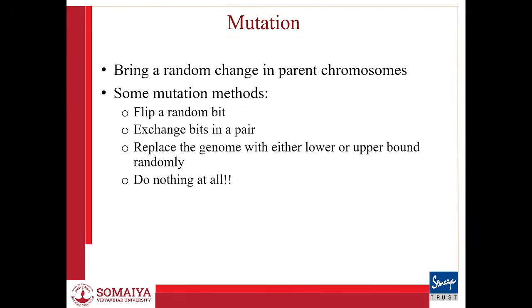Now let us come to mutation. So mutation brings in a random change in the parent chromosomes after the crossover is done. So these are some of the methods, very simple ones and not a complete list of how the mutation could be achieved. So sometimes they flip a random bit in the chromosome, or they choose a pair and they exchange bits in the pair. Sometimes they replace the bit in the chromosome with the lowest possible or the highest possible value randomly, or sometimes they do nothing at all. So this is how after the crossover, whenever new offspring are created, mutation function could be applied on each one of them, and some of these are given over here.